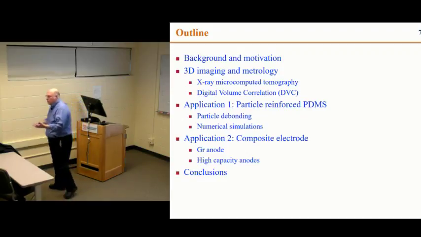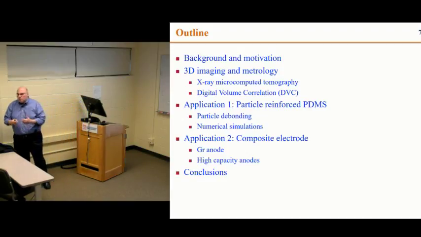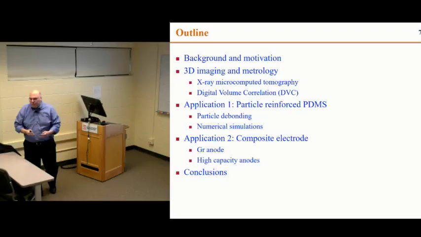So, okay, I went through a little bit of a background first. The first thing that we need to do in order to be able to make these type of experimental measurements is we have to be able to see inside, right?